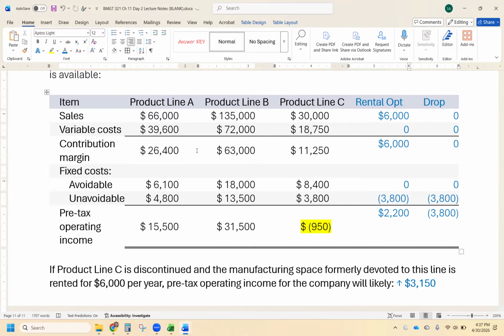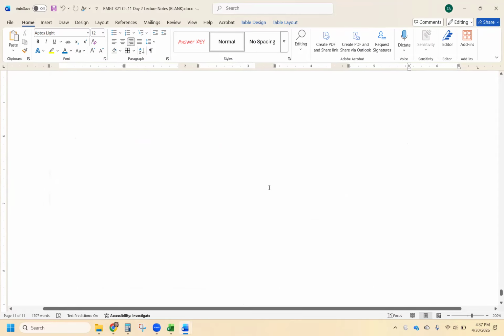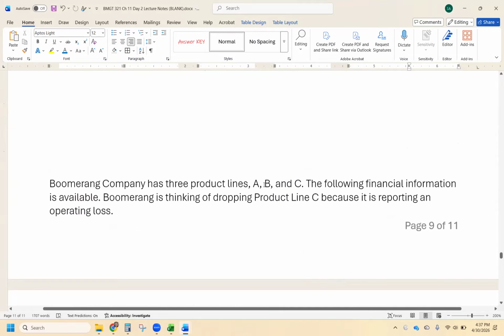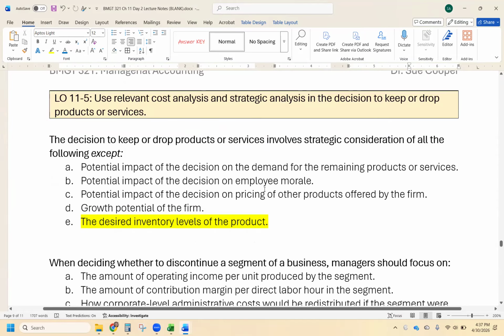Okay, so let's go back to those multiple choice questions, then we'll be done. All righty, so back up here. The first question says, the decision to keep or drop products or services involves strategic consideration of all the following except. And the answer is here on the screen. And the answer is the desired inventory levels of the product.